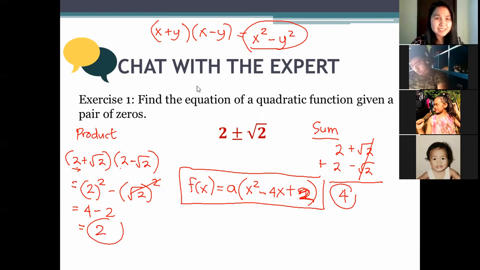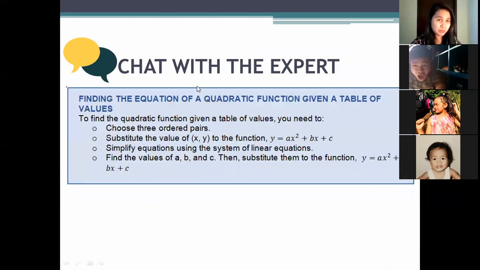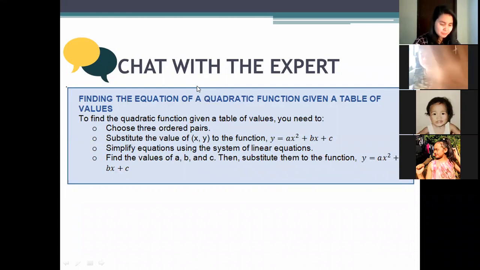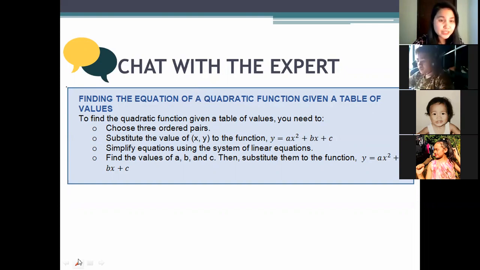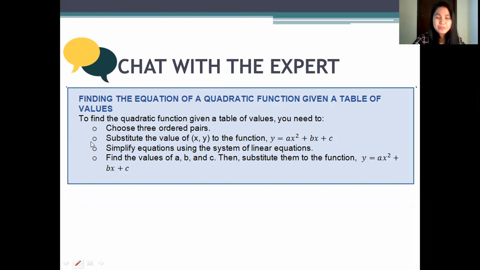Okay, now, in the next format, we have the given is a table of values. So how will we work on it? Actually, this is a long procedure. So I want you to focus on this one. Ready? Now, if the given is a table of values, then we start with choosing 3 ordered pairs. I suggest you start with x equals 0. Then y is something. It will lead you to answering the value of C. Then same. In the next one, you substitute the ordered pair. The x coordinate with the x and the y coordinate with the y. Then we end with a grade 8 topic again. System of linear equations. We solve for the values of A, B, and C.